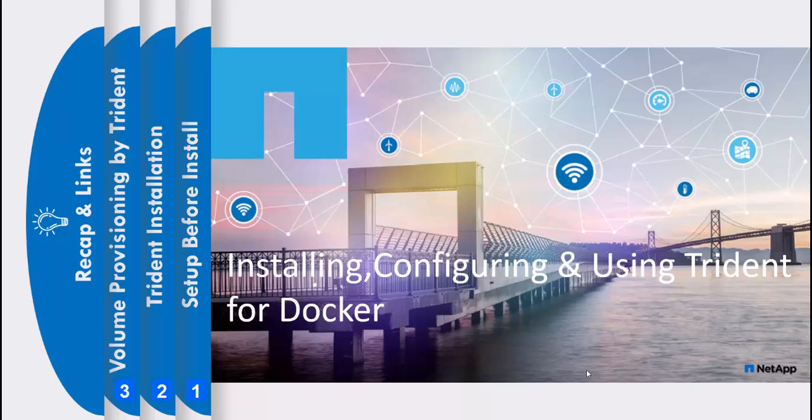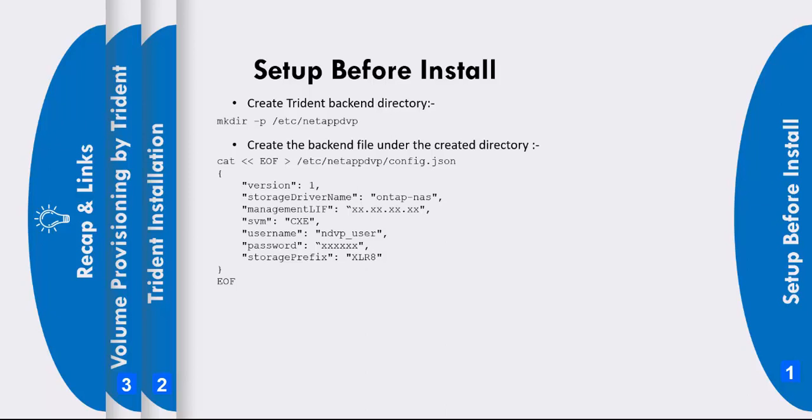Welcome to installing, configuring, and using Trident for Docker. Before we install, there are a few setup steps we have to do. Create the Trident backend directory under /etc/netapp/dvp and create the backend file under the created directory.